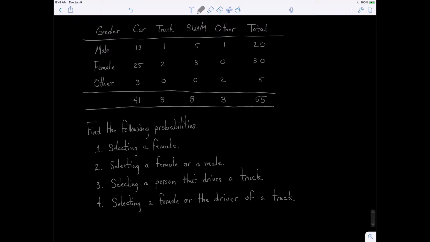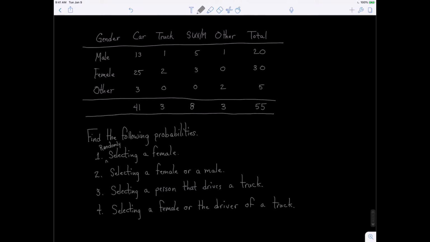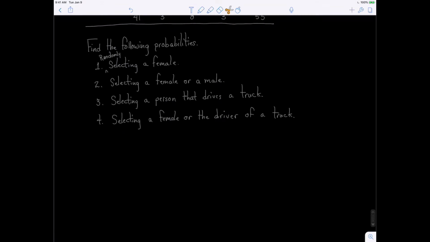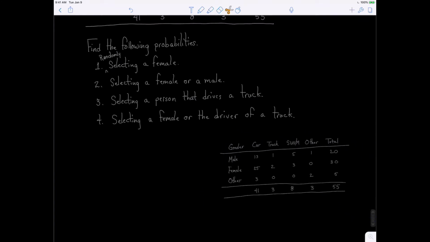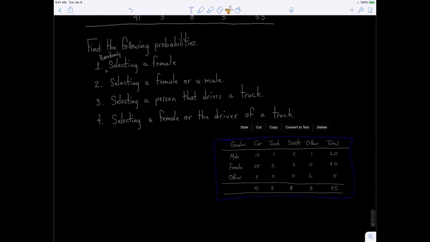The first one says, find the following probabilities. 1. And you could always put the words "randomly selecting" in front of all of these, like randomly selecting a female. All right, so let's begin. Problem number 1, we might need to reference this table quite a few times, so let's just take a quick copy of that and put it over here, and I'm going to shrink it down and we'll use it there. All right, so now let's tackle number 1.